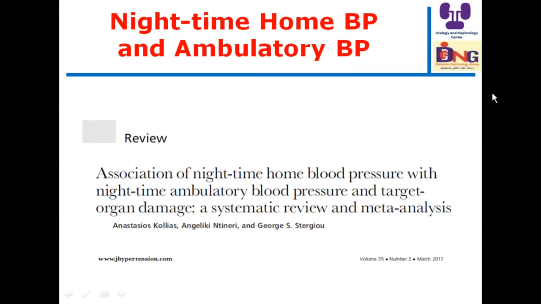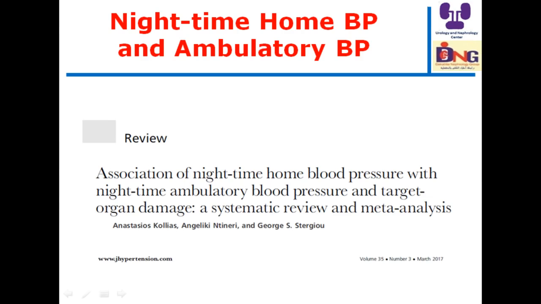This is a very nice review that shows the association of nighttime home blood pressure with nighttime ambulatory blood pressure and target organ damage, as a systematic review and meta-analysis. Within this meta-analysis, there is accumulating evidence suggesting that nighttime home blood pressure monitoring is feasible and well accepted by the patients. Nighttime home blood pressure appears to have similar values to nighttime ambulatory blood pressure, and these monitoring methods are strongly correlated, have close agreement in detecting non-dippers, which is a very important point, and give comparable association with indices of preclinical target organ damage.